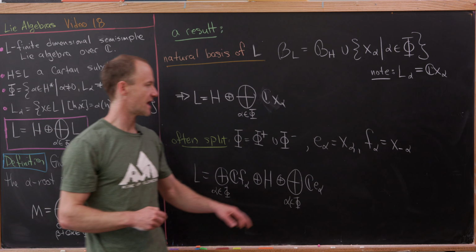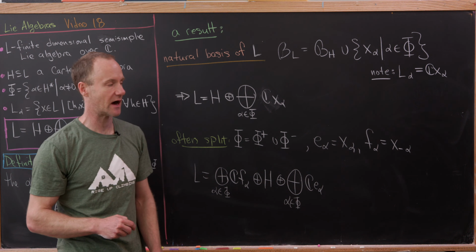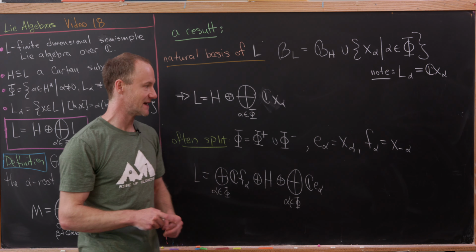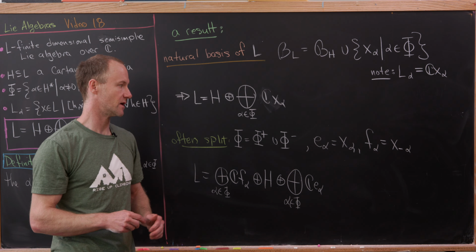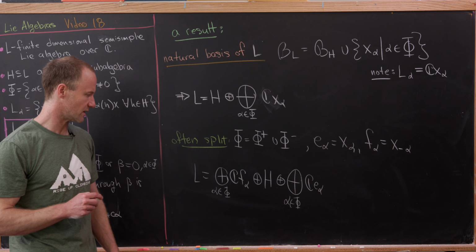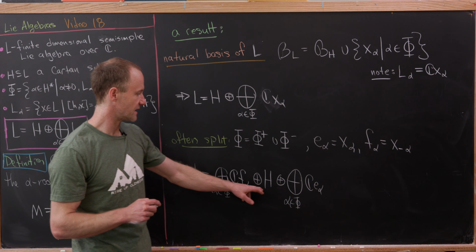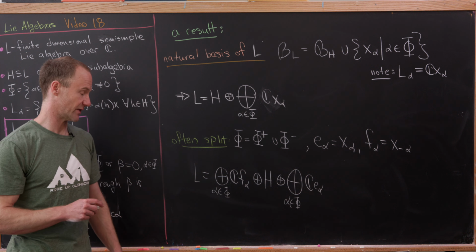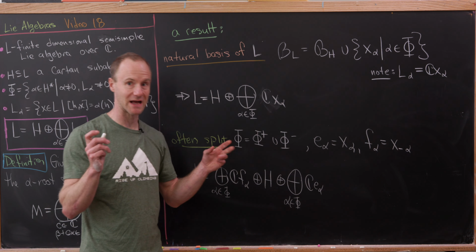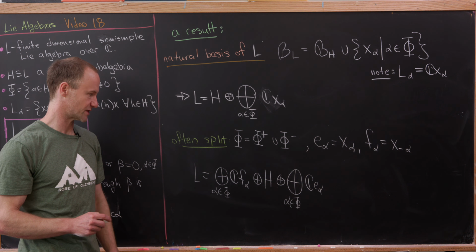And then we set X alpha, where alpha is a positive root, equal to E alpha, and X minus alpha equal to F alpha, where E alpha and F alpha form two parts of an SL2 triple. And then we've got this nice decomposition of L into all of these F alpha terms. And then kind of in the middle is the Cartan subalgebra. And then over on the positive side, if you will, is all of the E alpha type terms.